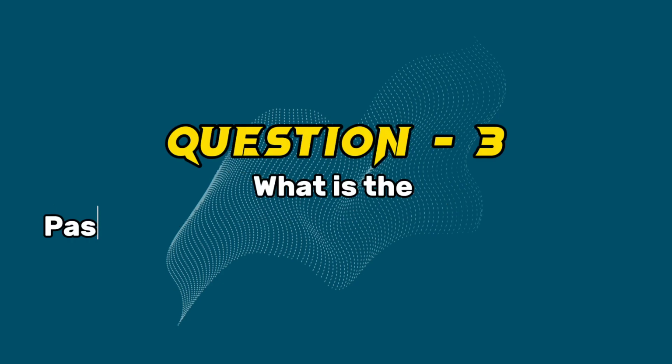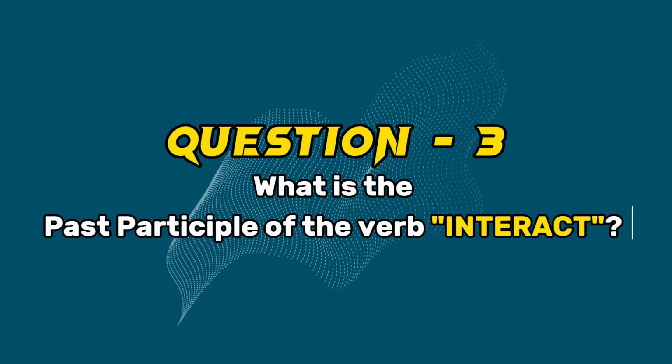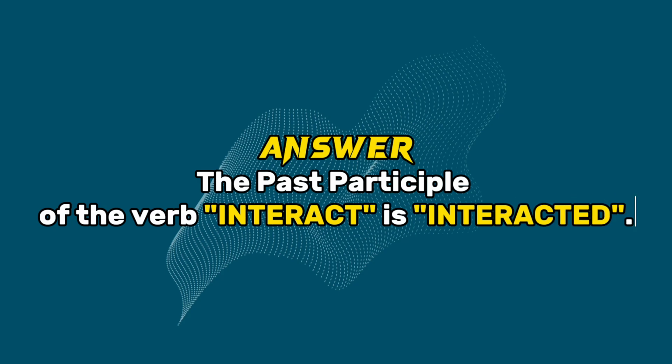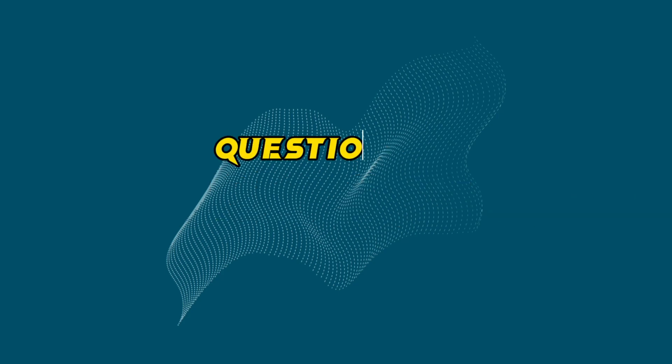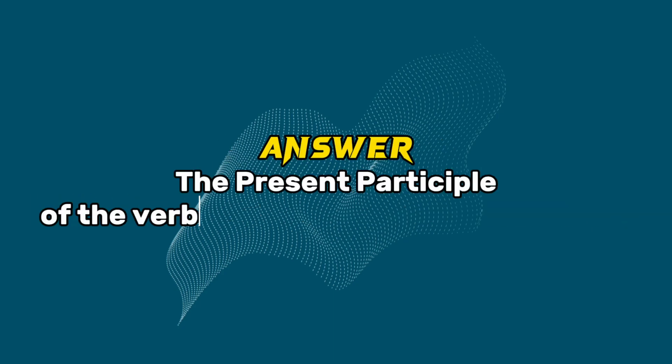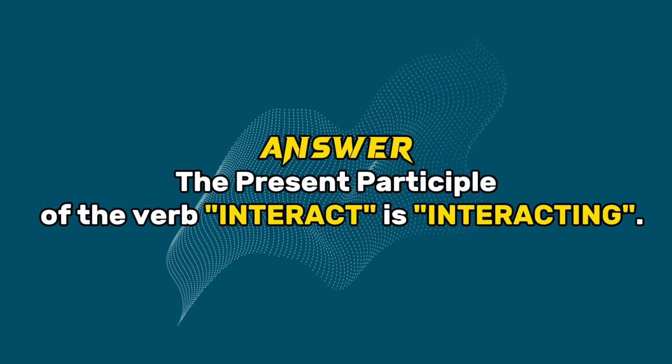Question 3. What is the past participle of the verb interact? Answer. The past participle of the verb interact is interacted. Question 4. What is the present participle of the verb interact? Answer. The present participle of the verb interact is interacting.